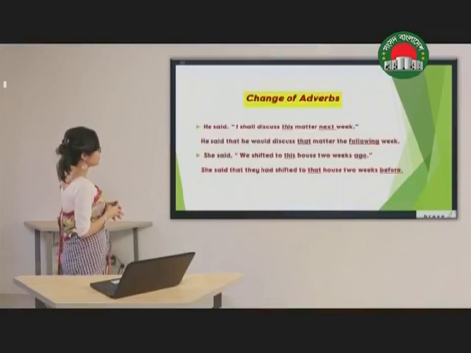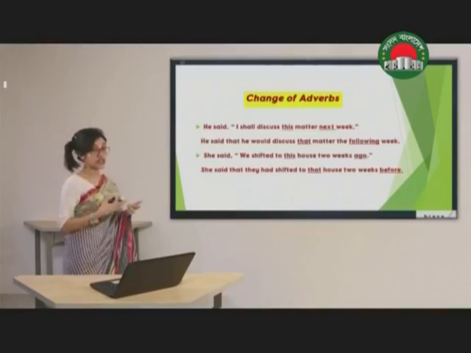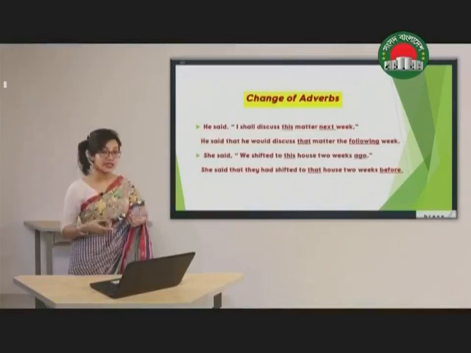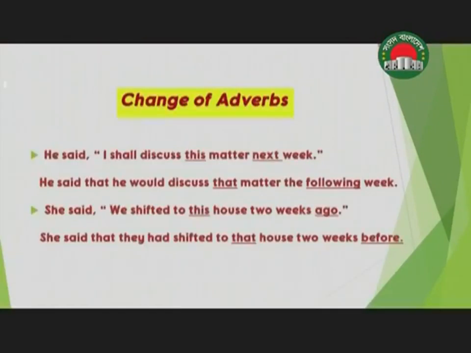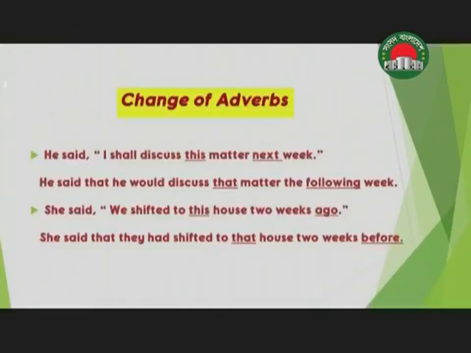For example, the first one we can see, he said, I shall discuss this matter next week. So the time expression next week is going to be changed. How? He said that he would discuss that matter the following week. So this has been changed into that. So next week has been changed into following week here, and this has been changed into that. Also we can see that there is a change of tense as well.